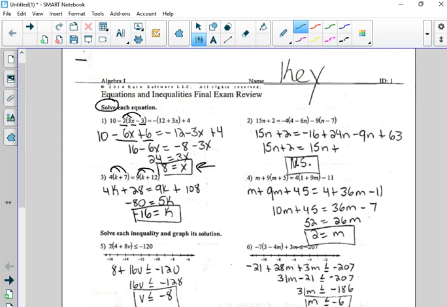Also, this one's kind of tricky. When you just have a negative sitting out here, everything just goes opposite. Negative 12 minus 3x.